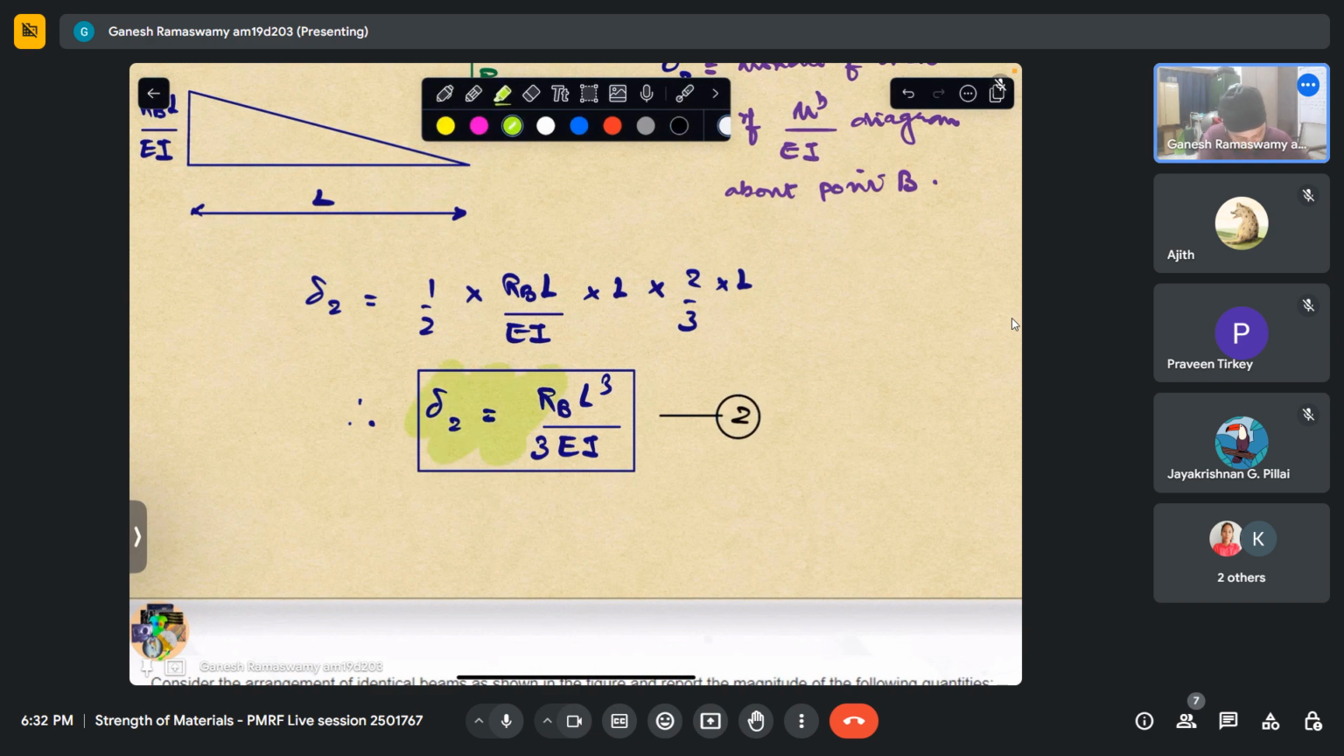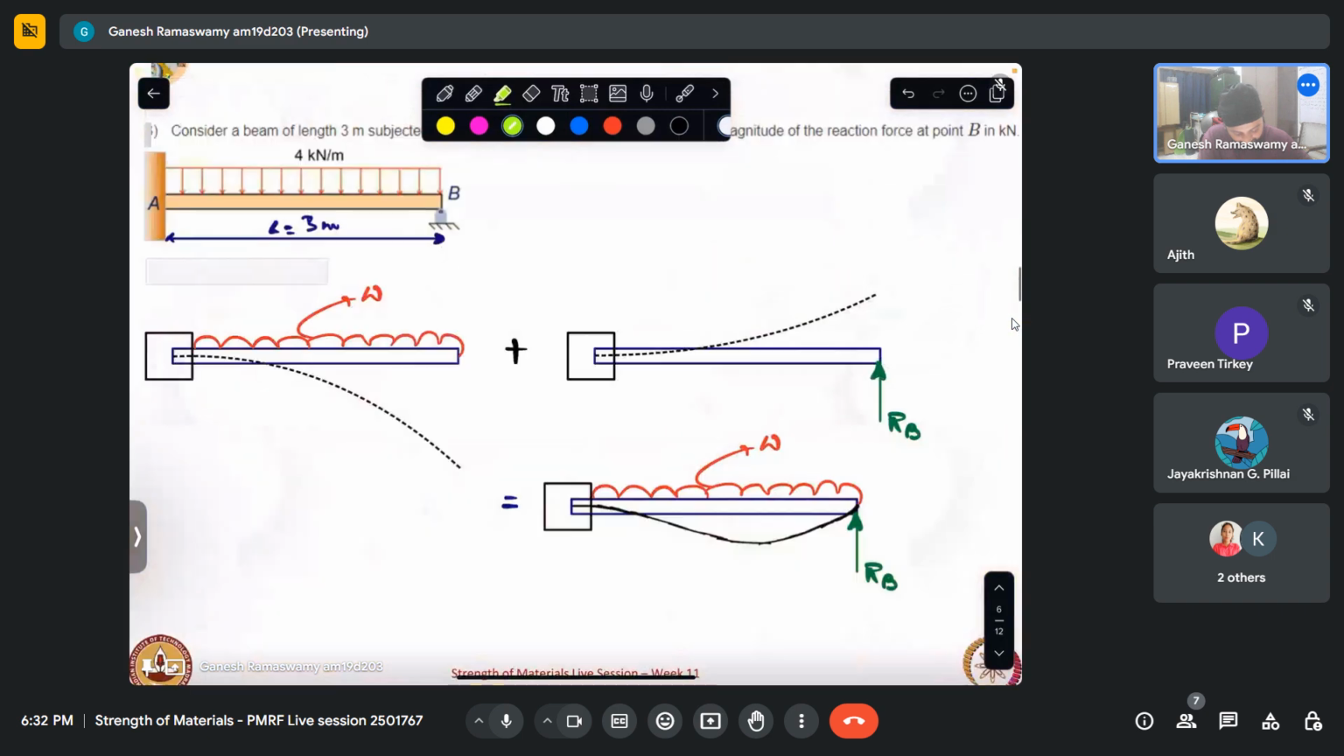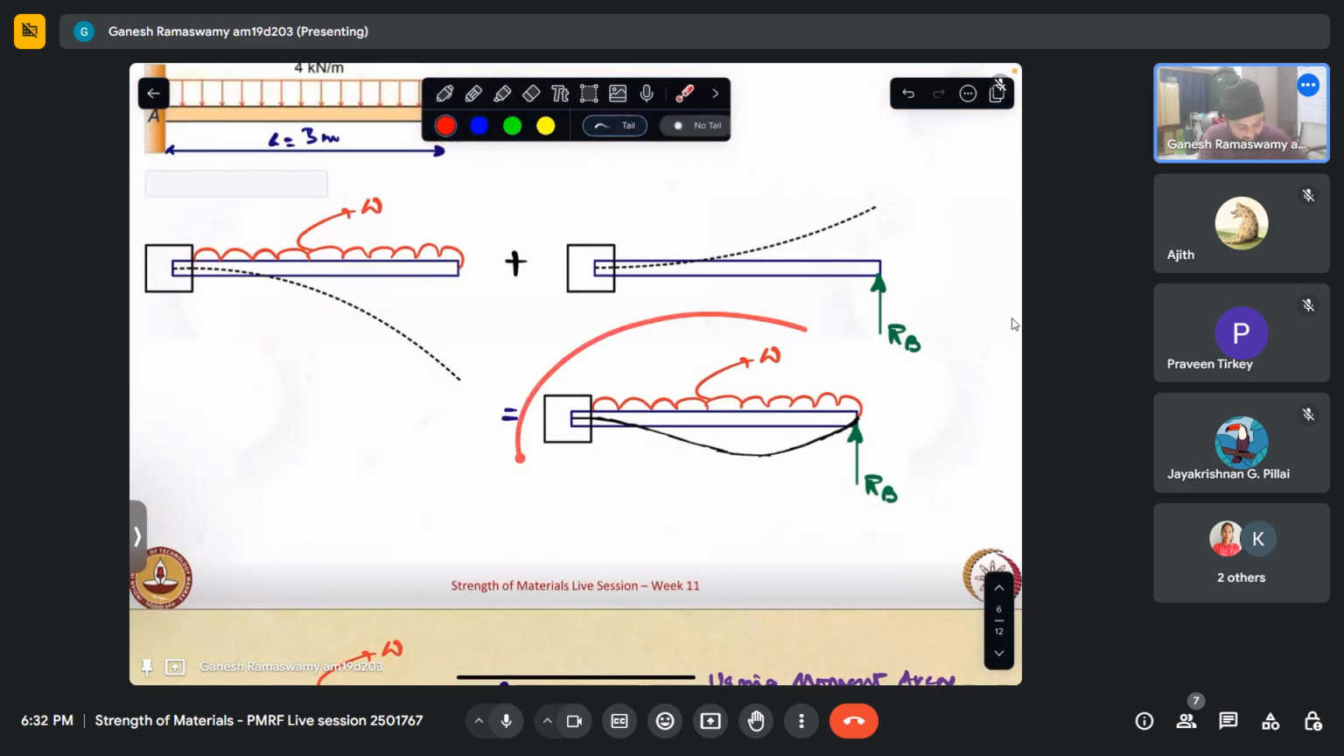Now our idea, in order for us to obtain this configuration, is just to superimpose these two. Naturally we can see delta 1 is towards the bottom, delta 2 is towards the top. So if I were to equate the absolute values of these two, I'll be able to get an equation from where I can find out RB. So let us go ahead and do that.